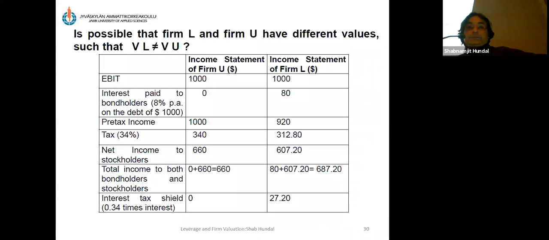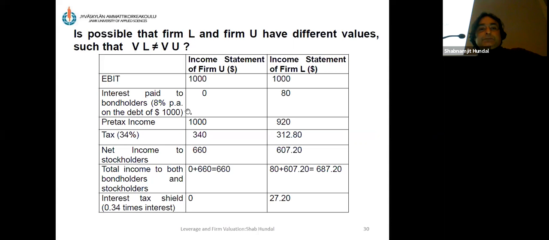Now see this example, it's very interesting. Hypothetically, there are two companies, one is U and one is L. I deliberately chose these letters. U means unlevered company, having no debt. And L means levered company, which has debt. Their starting point of comparison is the same. Look at their EBIT. EBIT is earnings before interest and tax, which means operating profit. Their operating profit is the same, 1,000. Which means the companies are equally efficient in selling their products and minimizing cost. So the profit that they generate through their main operations is the same.